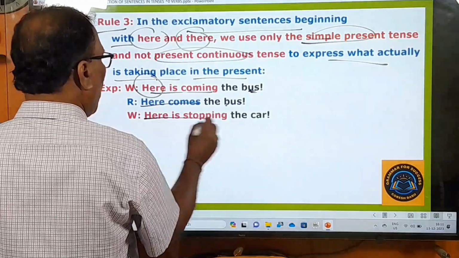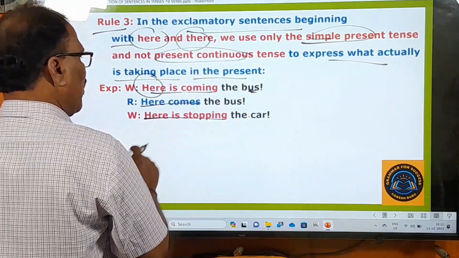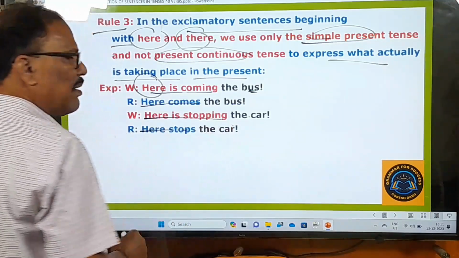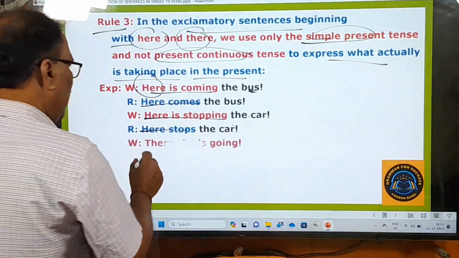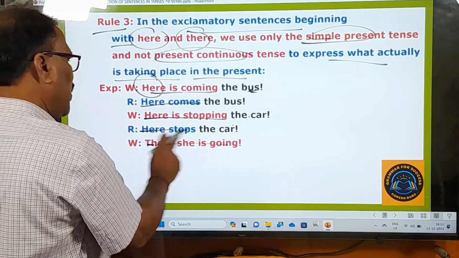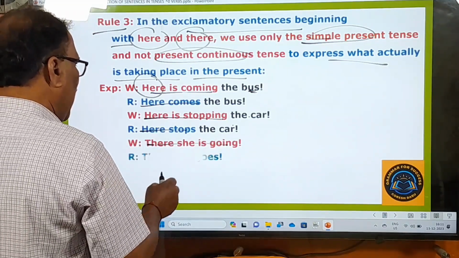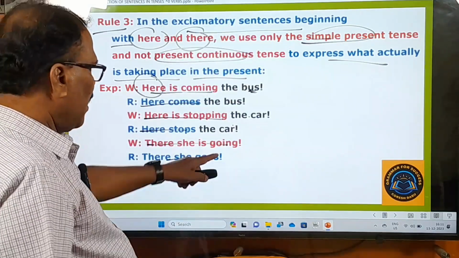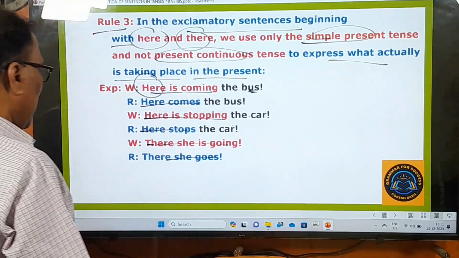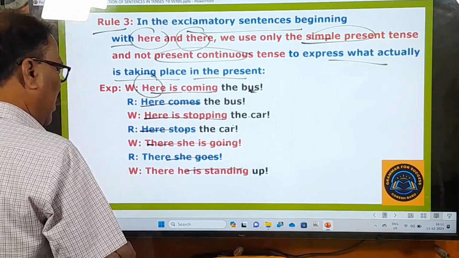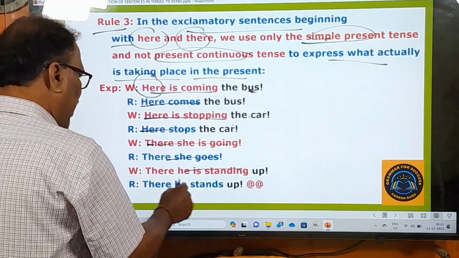Similarly, here is stopping the car. Don't say, here is stopping the car, but you have to say, here stops the car. And then comes there she is going. Don't say there she is going, but there she goes. The exclamatory mark is there with all of them, right? And one more example, there he is standing up. You should not say that, you say there he stands up.